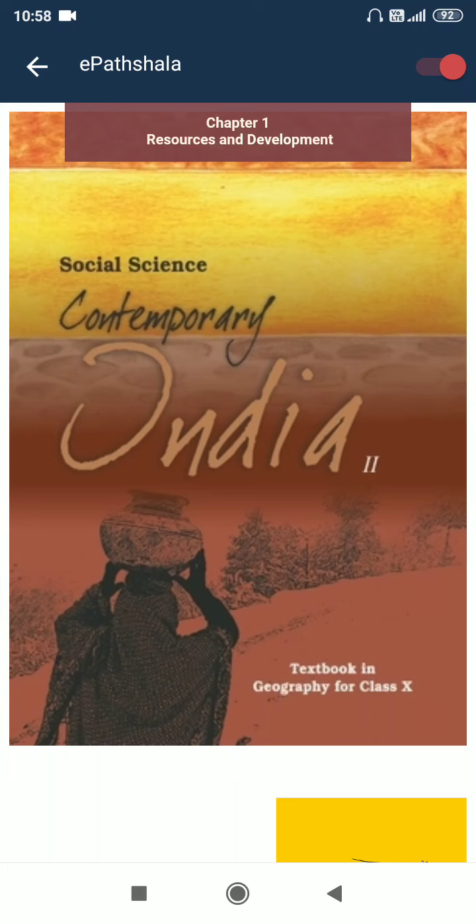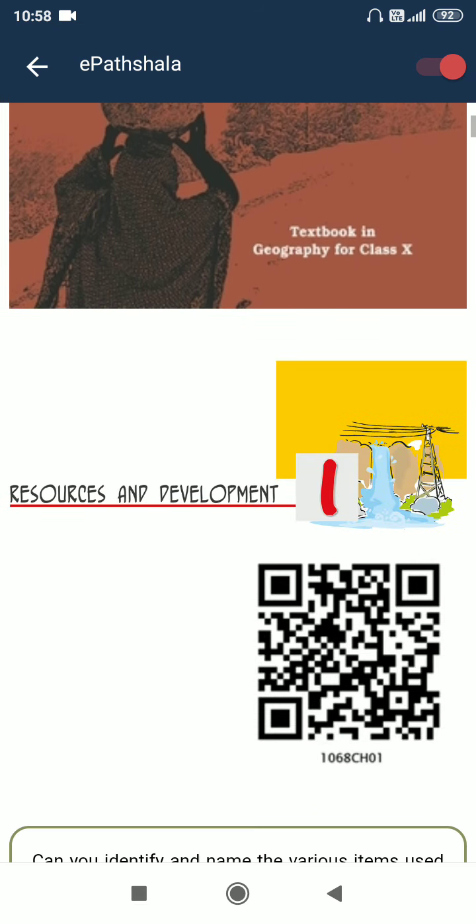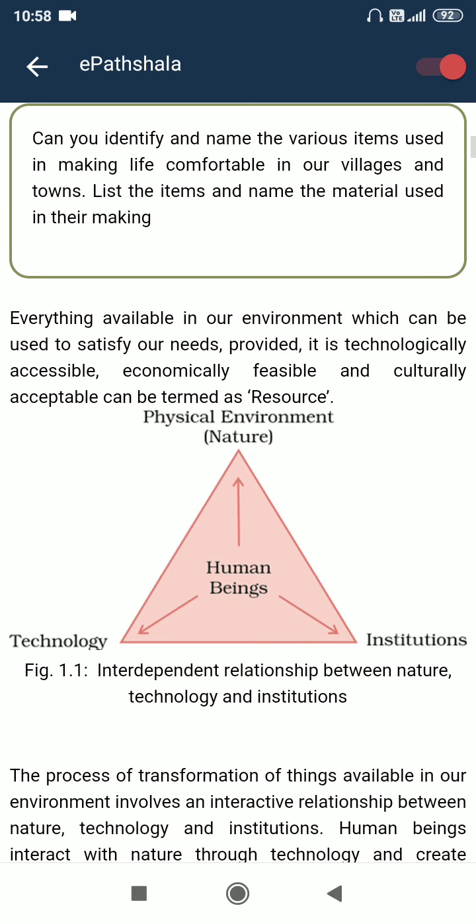Chapter 1: Resource and Development. Social Science, Contemporary India Part 2, Textbook in Geography for Class 10th. Can you identify the name of the various items used in making life comfortable in our villages and towns? List the items and name the material used in their making.